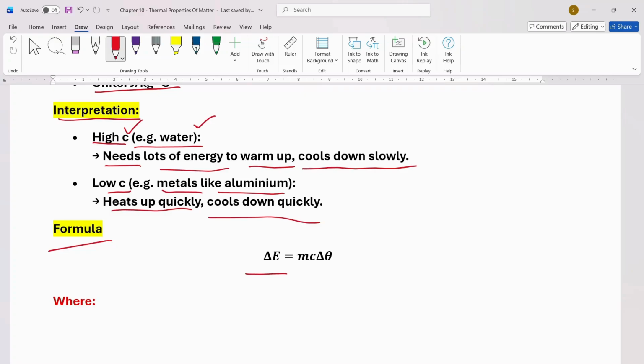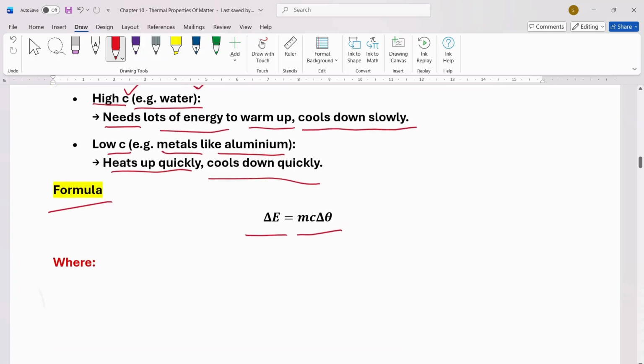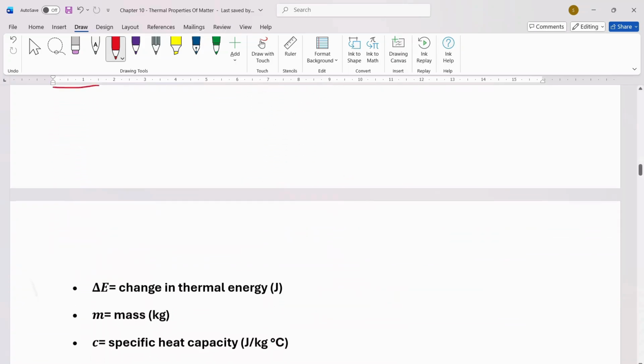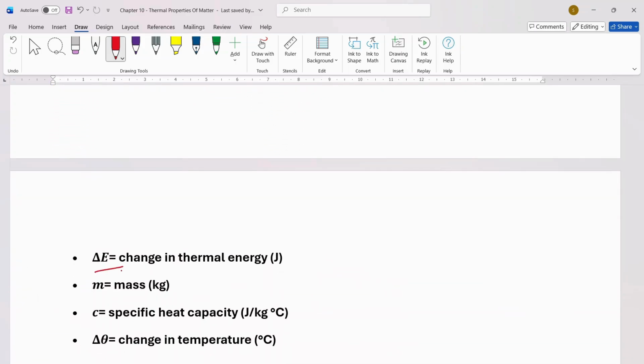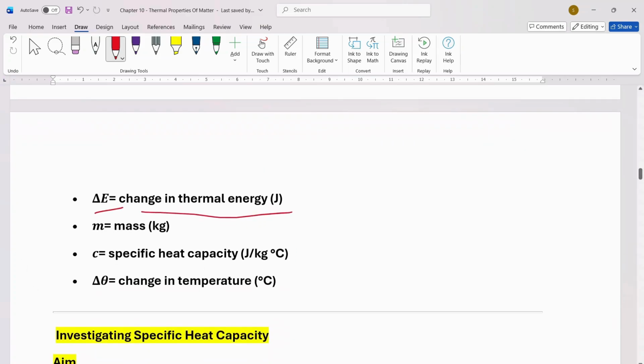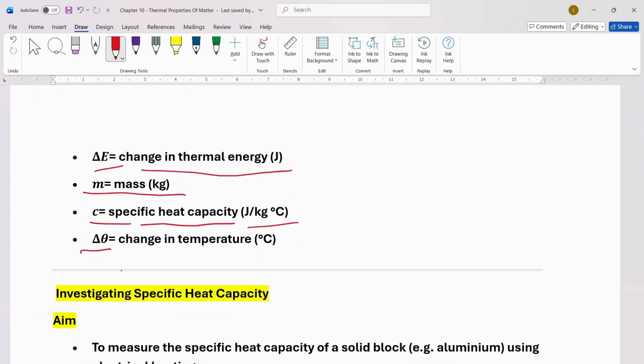Our formula is ΔE equals mcΔθ, where ΔE is the change in thermal energy in joules, m is the mass in kilograms, C is specific heat capacity in joule per kilogram per degree centigrade, and Δθ is the change in temperature in degrees centigrade.